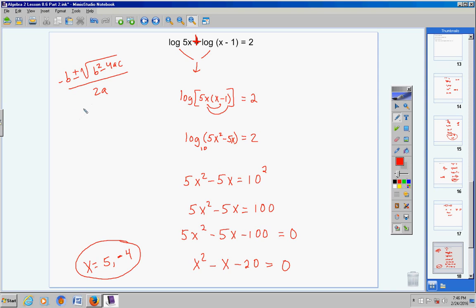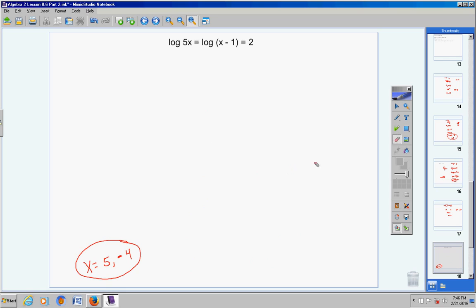Now, here's the problem. I solved all this out. If I went too fast, back it up and watch it again. But remember what I've taught you. Step 4, check your answer. One of these doesn't work. What are your two arguments?